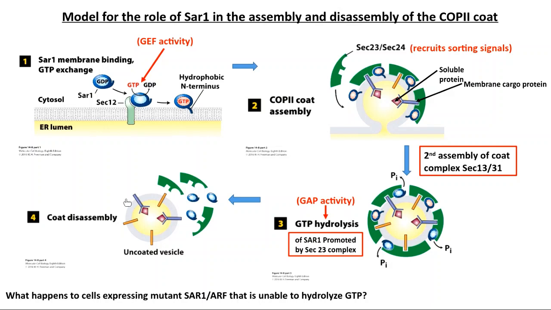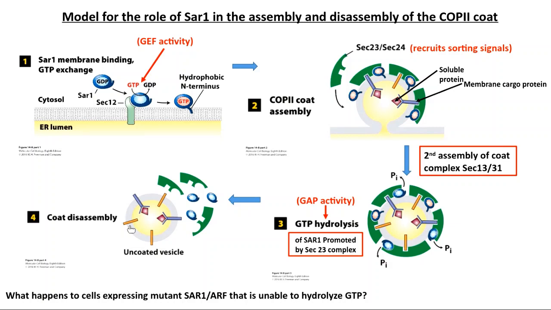And remember, the whole purpose of coat protein assembly was to recruit all these cargo proteins and the soluble proteins. That has been achieved. So now there is no need for these coat proteins, so they get shed from the vesicle. Now the vesicle has exposed v-SNAREs, or vesicle SNAREs.